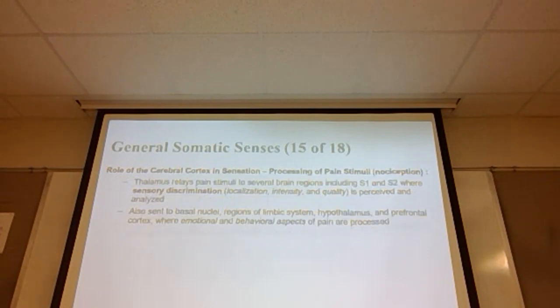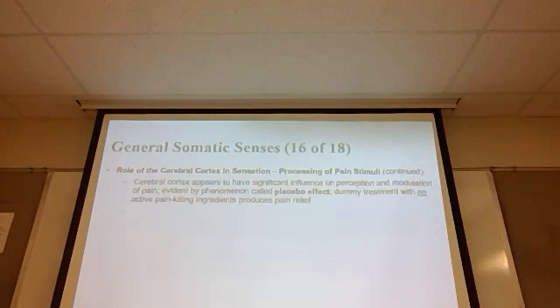The thalamus then relays pain stimuli to several brain regions, including S1 and S2, where the sensory discrimination is perceived and analyzed. In other words, where's the pain, how intense is the pain, and what is the quality of the pain. The signal is also sent to the basal nuclei, regions of the limbic system, the hypothalamus, and the prefrontal cortex, where emotional and behavioral aspects of pain are processed. The cerebral cortex appears to have a significant influence on perception and modulation.